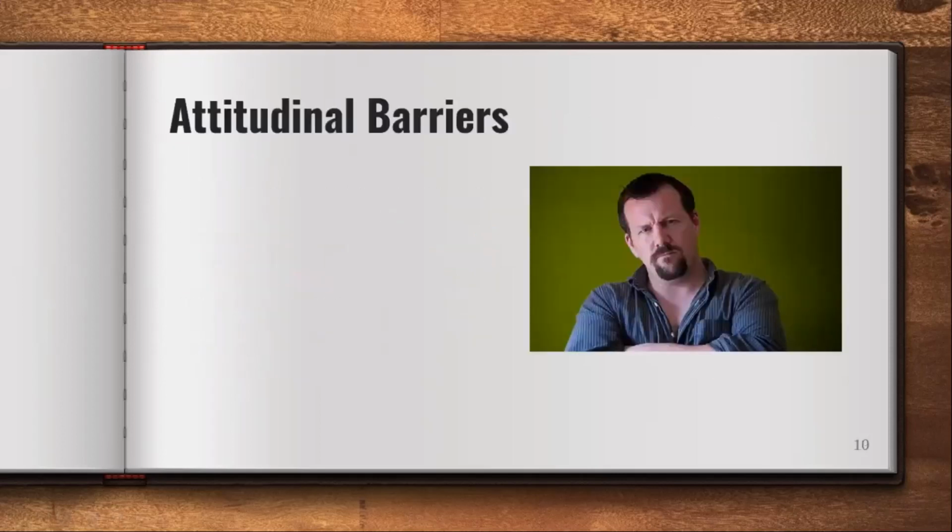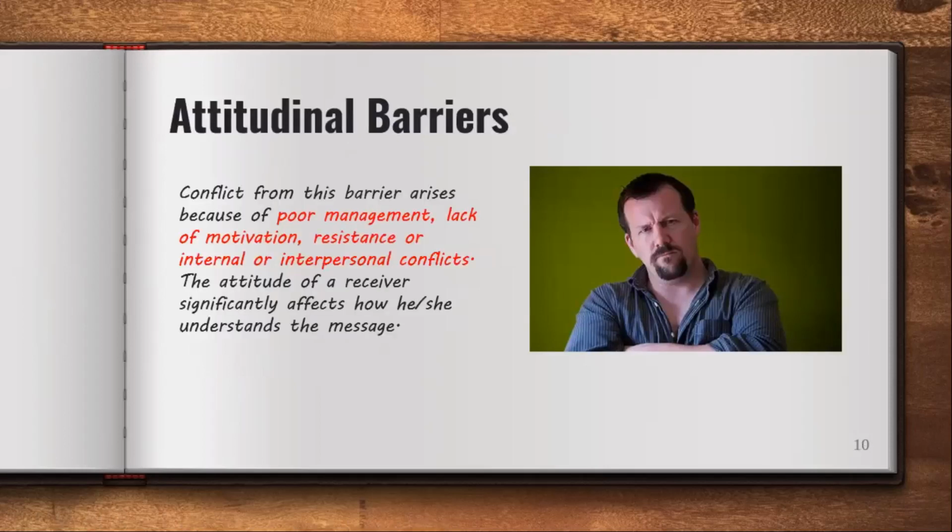Next, last one. Last barrier is this one: attitudinal barriers, based on the word attitude. What is this? Conflict from this barrier arises because of poor management, poor management of the speaker, right? Sometimes the speaker is kind of boring and lacks motivation. Sometimes that will be the reason why we get bored and we will not listen anymore to the speaker, right? That's why it's an attitudinal barrier. What else? Resistance or internal or interpersonal conflicts, okay? When you have a quarrel between you and the speaker, okay?